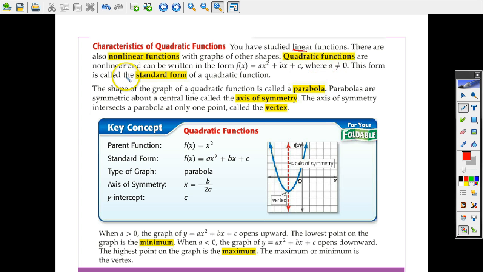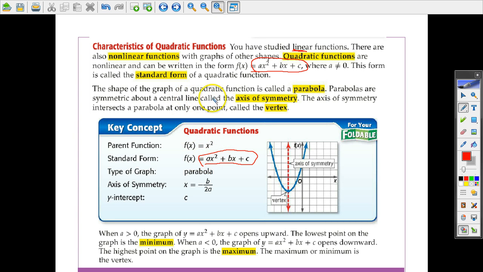Quadratic functions are nonlinear and can be written in the form f of x equals ax squared plus bx plus c, where a is not 0. This form is called the standard form of a quadratic function. Okay, so here is the standard form. ax squared plus bx plus c. This is called a quadratic function in standard form.